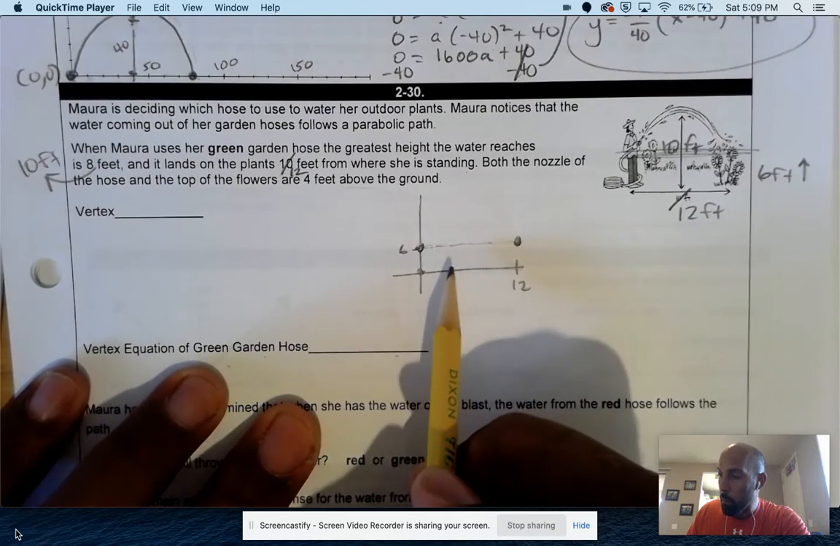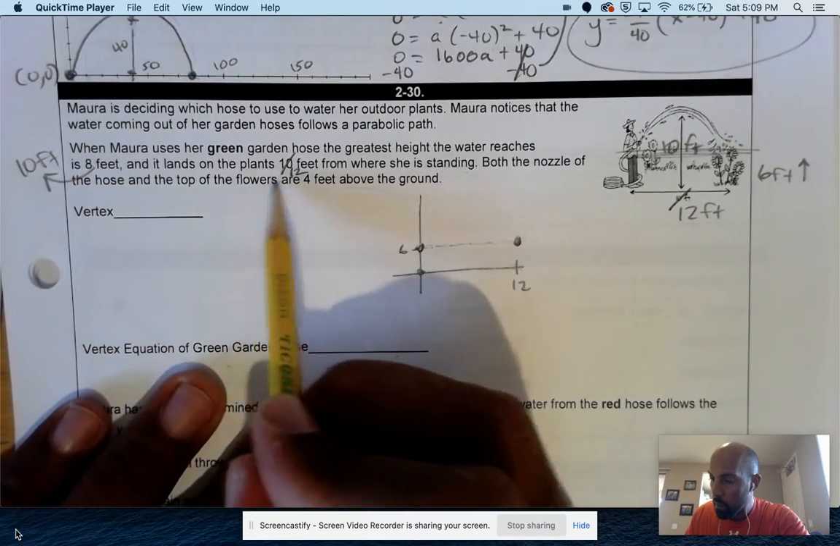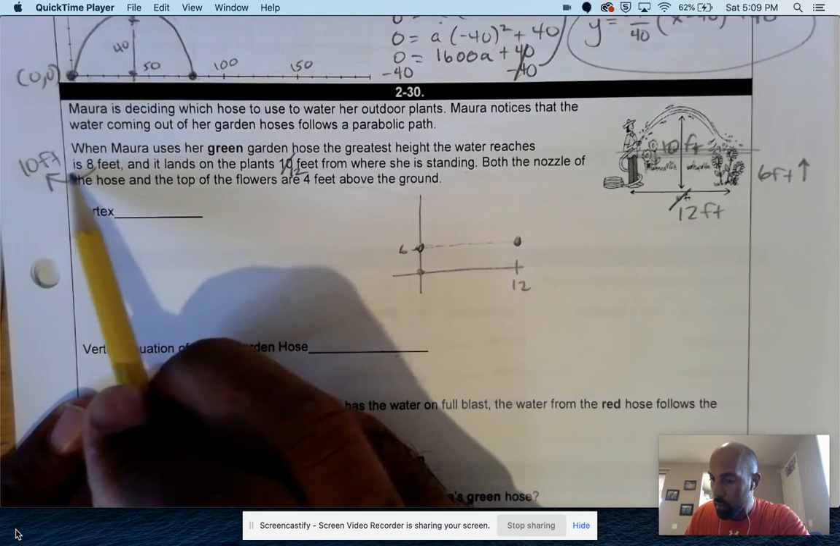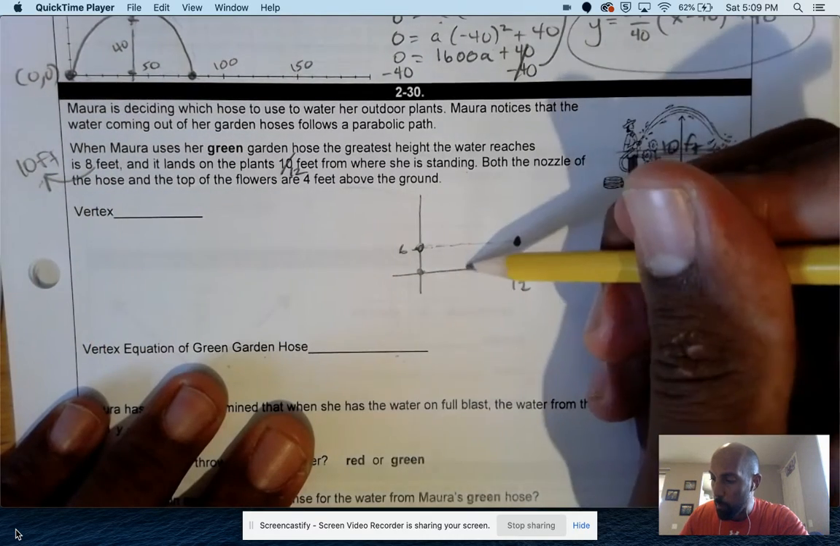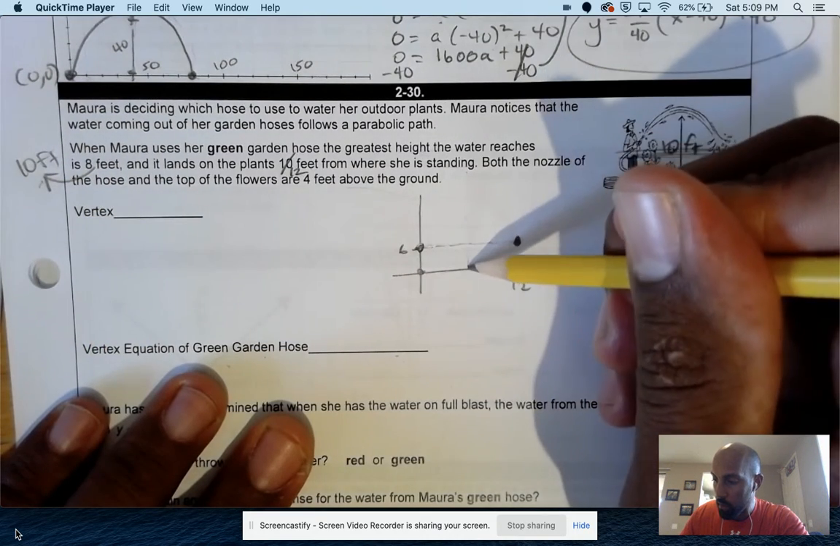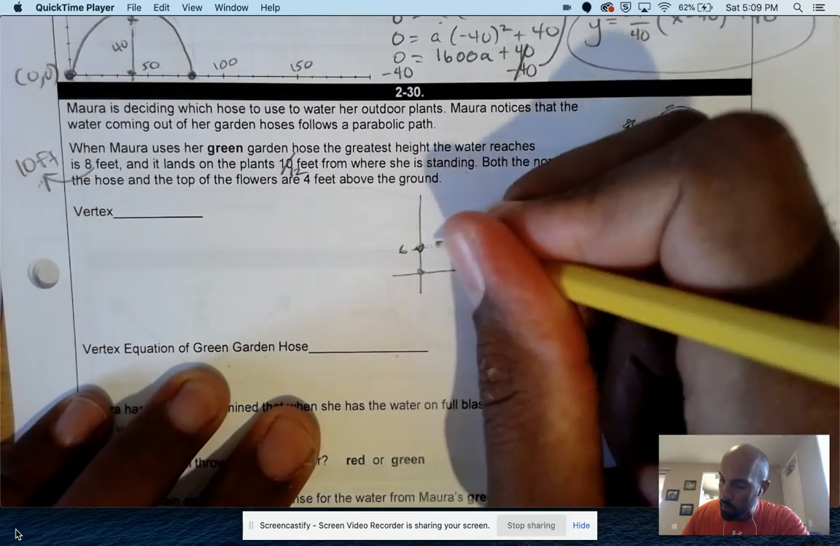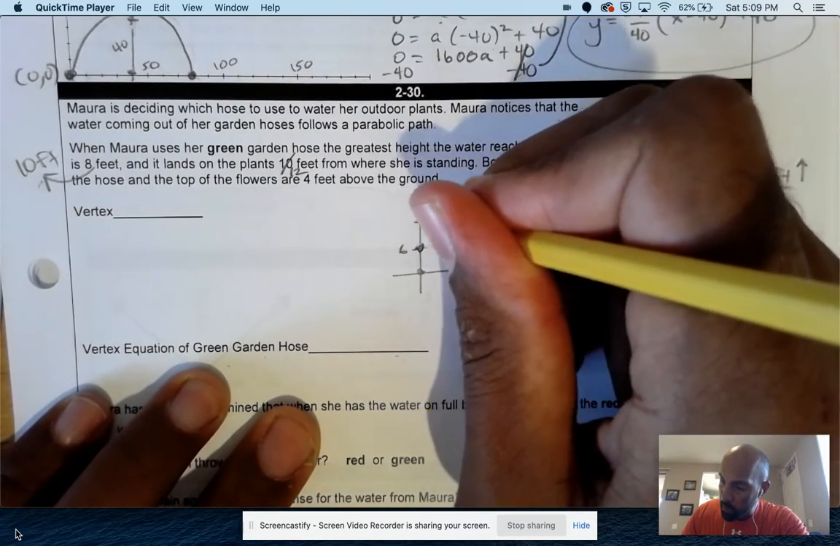And then the height reaches 10 feet above the ground. So here's the ground, and then it reaches 10 feet up. So that means I want to go up here to 10.